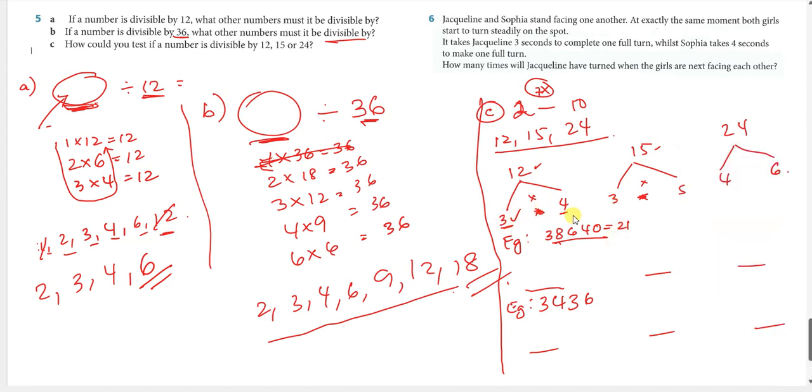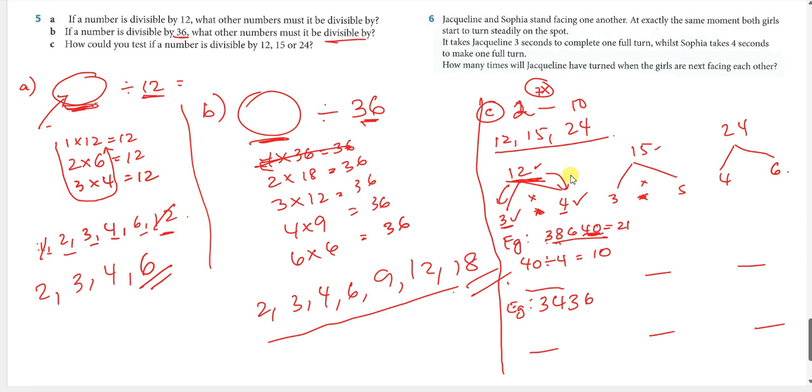Now 4. For 4, we have to check the last two digits. Can we divide the last two digits by 4? We have 40 divided by 4 is equal to 10. So that's also a yes. Hence we can say that 38640 can be divided by 12, because 3 and 4 are the factors of 12. That's why we can divide 38640 by 12.